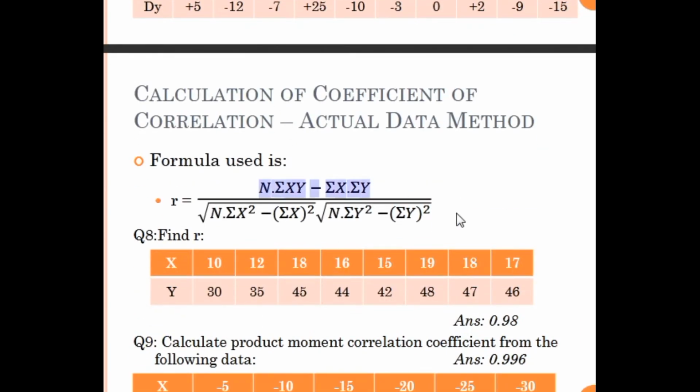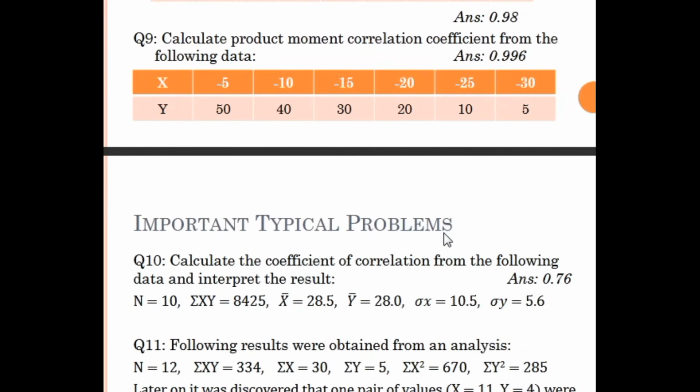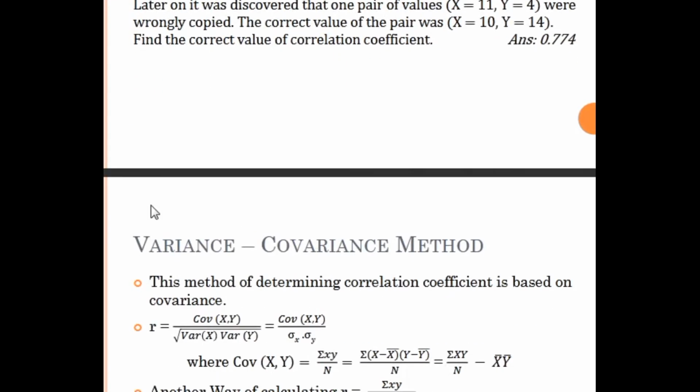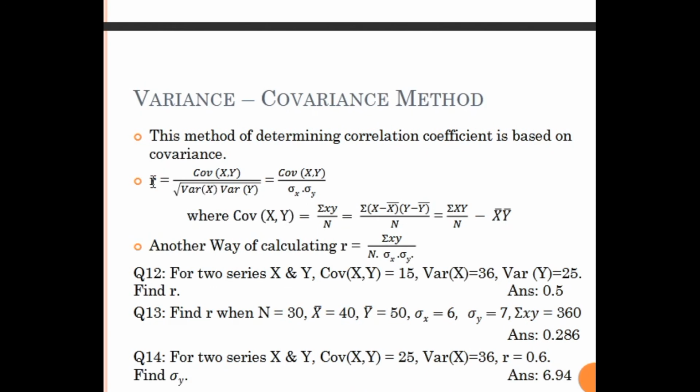Then this one is also a formula of correlation. I will explain it while solving the problem. And this one is also one kind of solution. I will explain this one also in the solution of the problem. Then this one is a correlation. This is another way of finding the correlation.